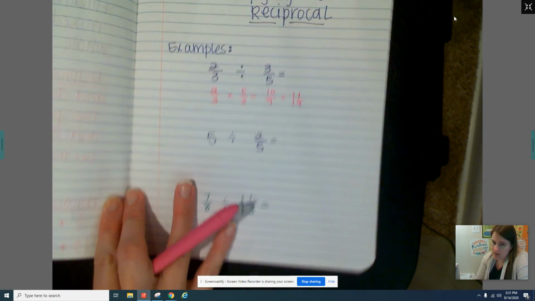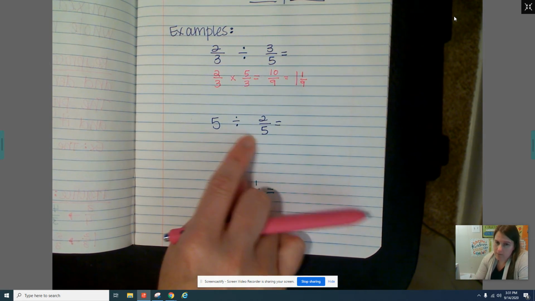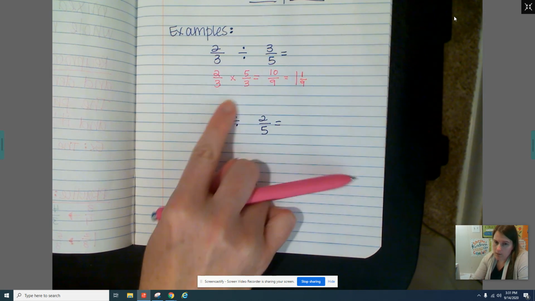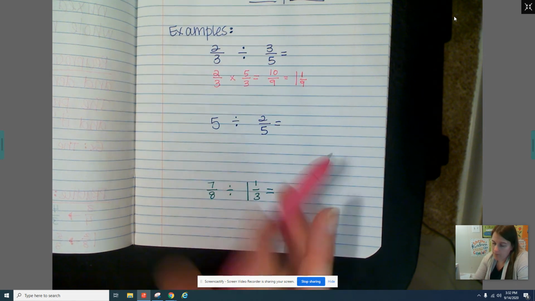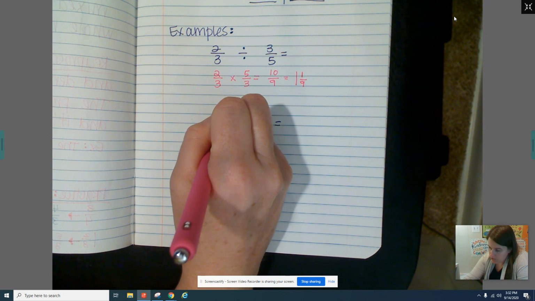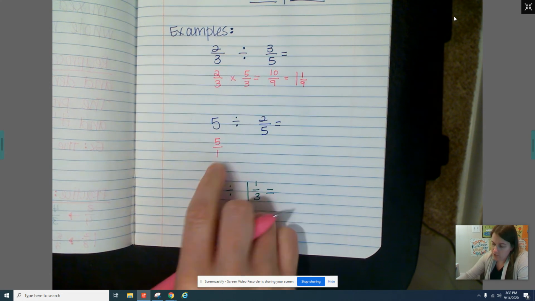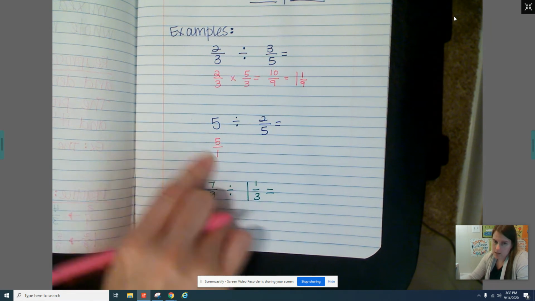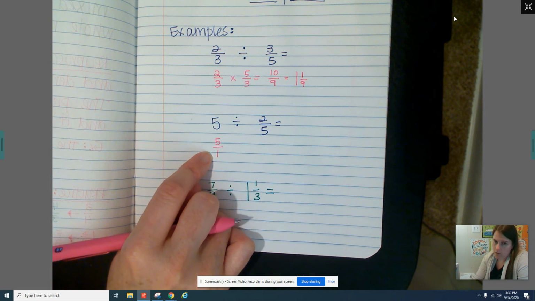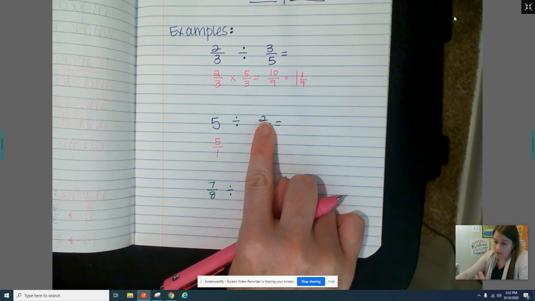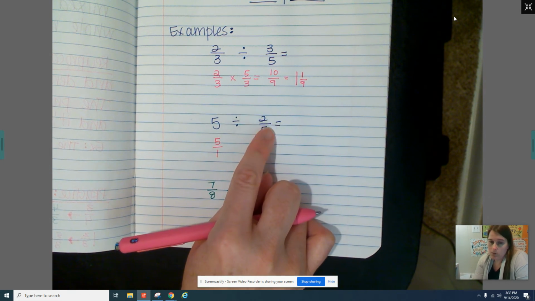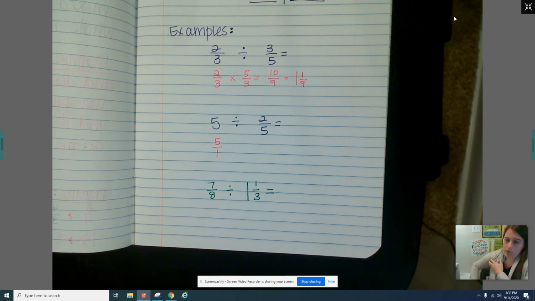Let's try this one. This time I have a whole number divided by 2/5. Whenever we're working on these types of problems and you have a whole number, the first thing I want you to do is change that whole number into a fraction by adding a 1 under it, all right? So 5 becomes 5/1. And even if it's over here on this side, same thing. Even if it's the divisor, I still want it treated as a fraction, so you'll need to put a 1 under the whole number, okay?